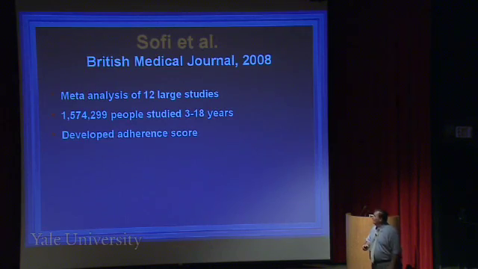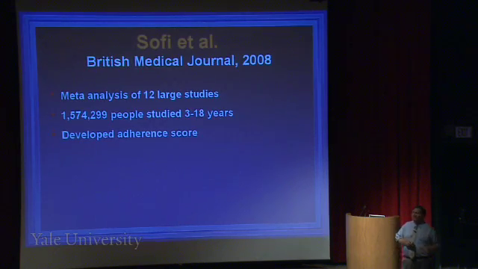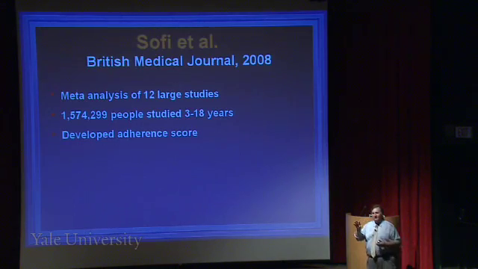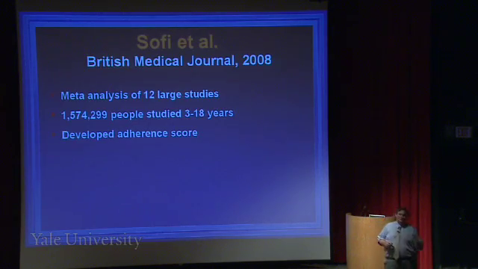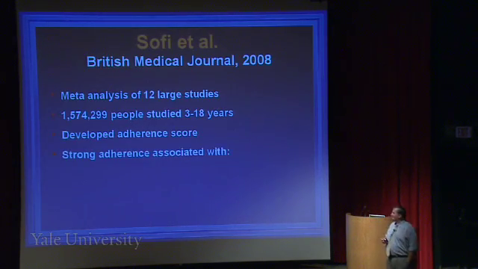And so this pooled 12 very large studies. If you put all the number of subjects in those studies together, it would come up to 1.5 million people. And they developed a score based on the results from these various studies on how carefully the subjects in these studies adhered to the Mediterranean diet. So it wasn't whether they are in a place where they use the Mediterranean diet or not, but how much individuals actually followed the Mediterranean diet. And then they looked to see what impact that had on health.